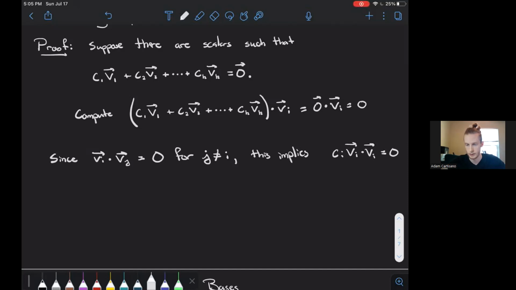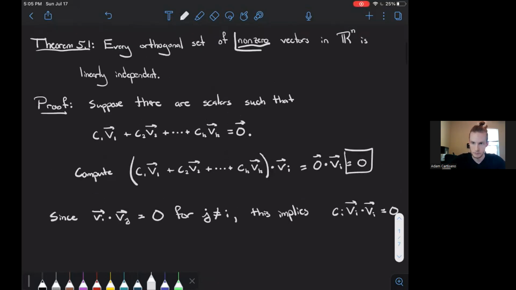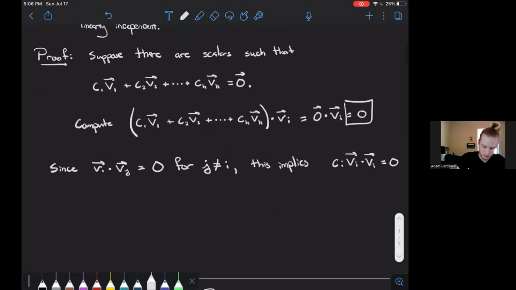That's the only term in the expansion. When you distribute the vi dot product, the only term that doesn't immediately go to 0 is this one. But the whole expression is still equal to 0, right? And so this one expression is the one that we need to show is equal to 0. But vi was assumed to be non-zero. Remember that? And so vi dot vi is also not 0. That's a property of dot products. And so it must be that ci times some non-zero number equals 0. That tells us that ci equals 0.